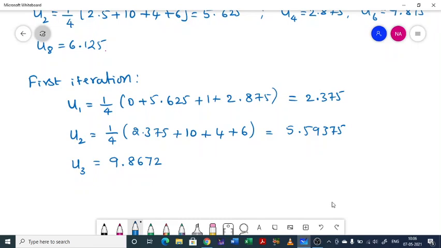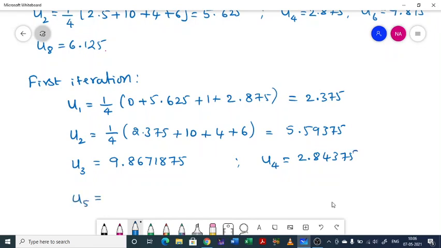9.8672. And u4, actually it is 7. Okay, I'll write all the values. Finally we can round off it, 71875. Okay. Then you get with the same process u4, 2.84375.